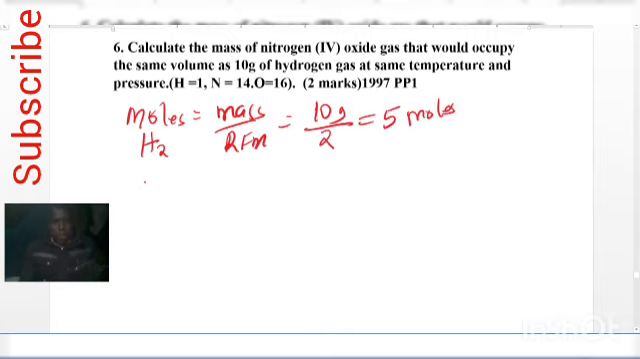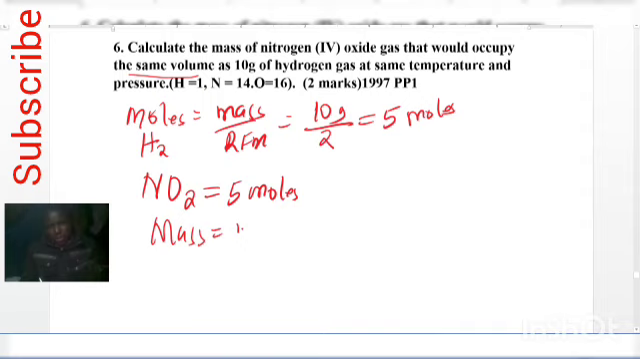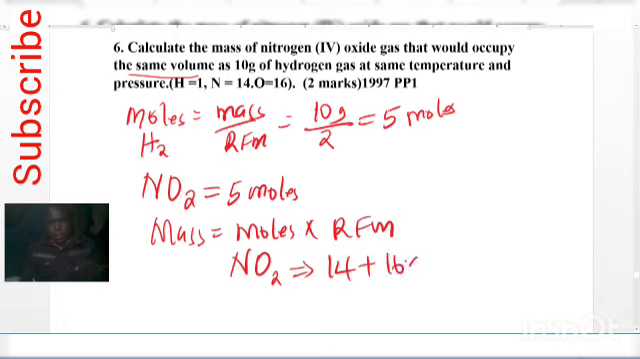So nitrogen 4 oxide will have the same number of moles, because it is the same volume. We'll have 5 moles because they have the same volume. We are asked the mass of nitrogen 4 oxide, but we know mass is equal to moles times RFM. So let us get the RFM of nitrogen 4 oxide, NO2. This is going to be 14 plus 16 times 2, and the RFM is going to be 46.